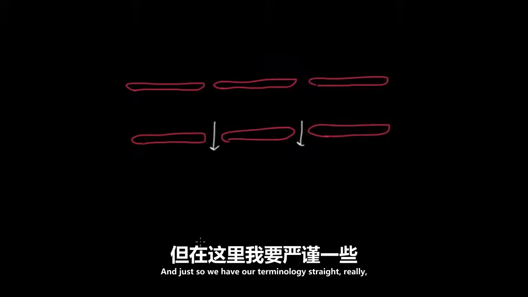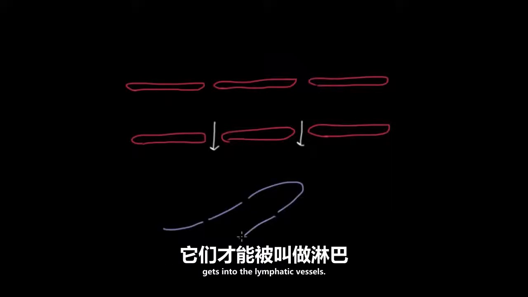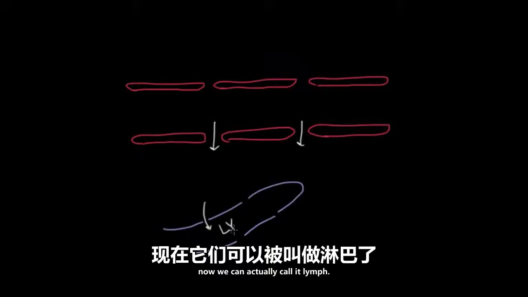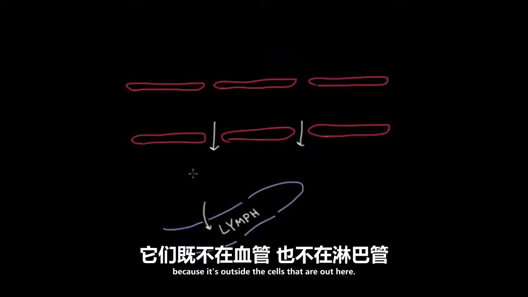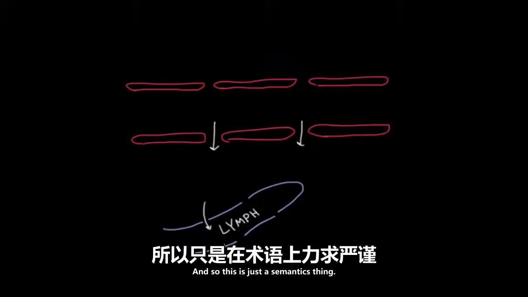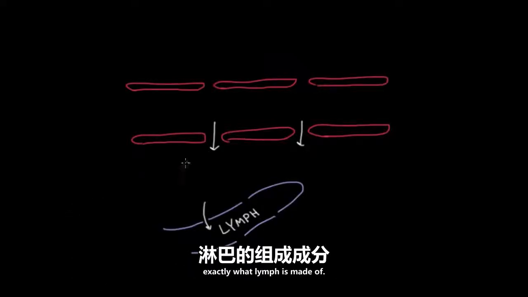And just so we have our terminology straight, really lymph is only called lymph once it gets into the lymphatic vessels. So once this fluid gets into here, now we can actually call it lymph. But before it does, it's more called extracellular fluid because it's outside the cells that are out here. But really the composition is the same, and so this is just a semantics thing. But so in this video, let's try to figure out exactly what lymph is made of.